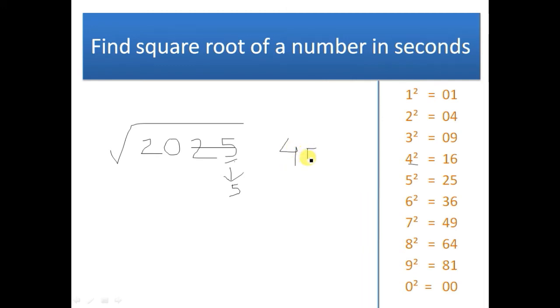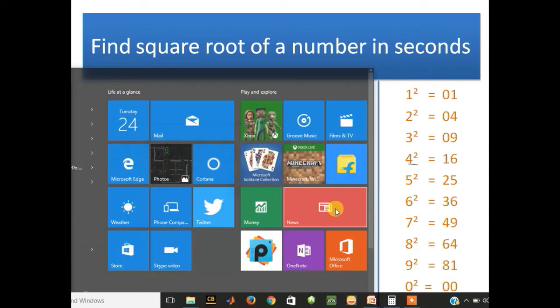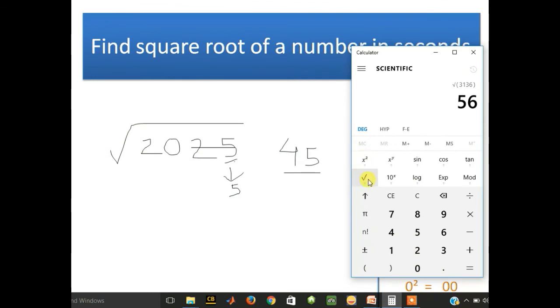Why didn't I do all the other steps? Simply because we have only 5 and we don't need any selection between two numbers. We don't have options, so we can directly put 45. We can directly write 4, and that makes the answer 45. I can show you again. Here you go, the square root of 2025 is 45.